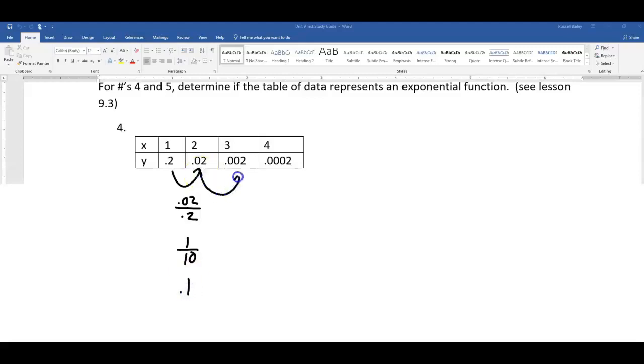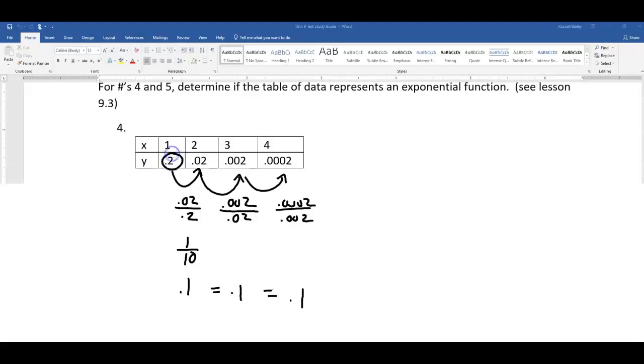You could do it on a calculator if you like. And then you do 0.002 divided by the one before that, and I also get 0.1. And 0.0002 divided by the one before that is also 0.1. That means that we're going up by a common multiple every time. Every time, in order to get from one y value to the one after it, we're multiplying by 0.1.